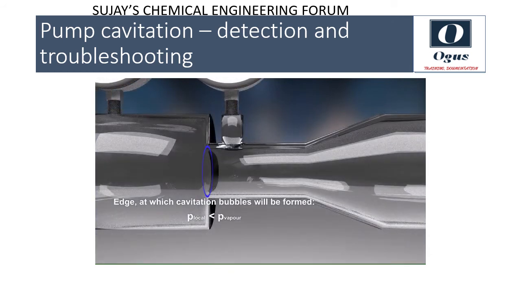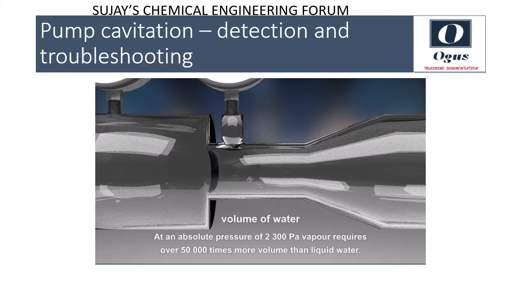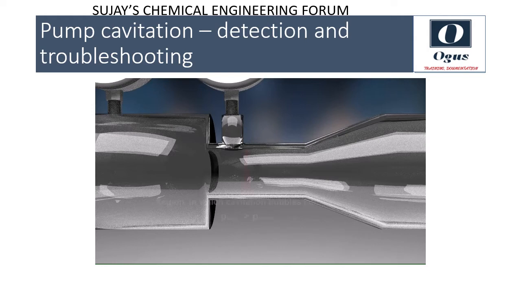The low pressure at the exposed edge causes cavitation bubbles to form. At a pressure of 2,300 Pascal, a certain mass of water vapor requires over 50,000 times more volume than in its liquid state. The bubbles collapse as soon as they reach a region with a pressure above the vapor pressure.